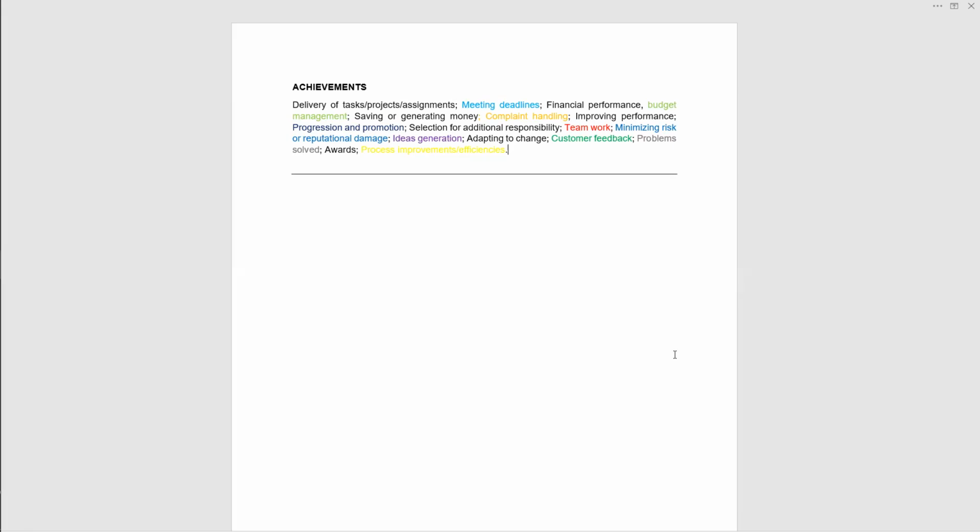You can make mention of your efficiency or your improvement on processes, or your handling time. You can make mention of the time you saved the company money, or you made them more money, the time you came up with, and the list goes on.